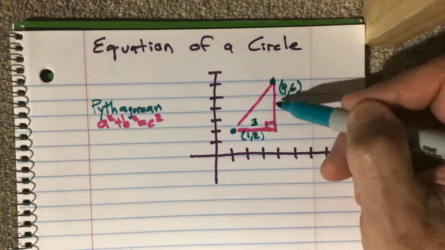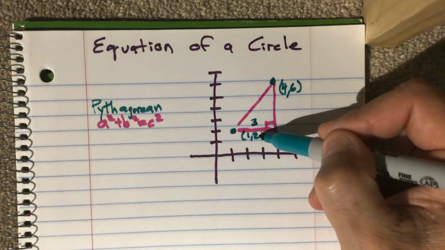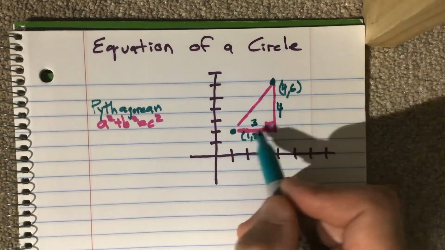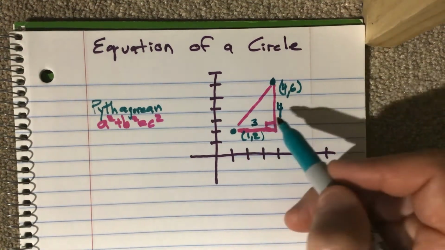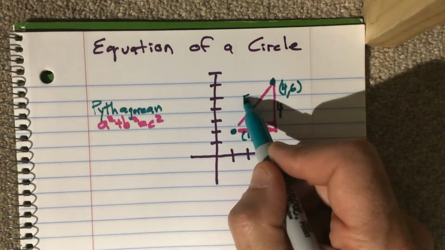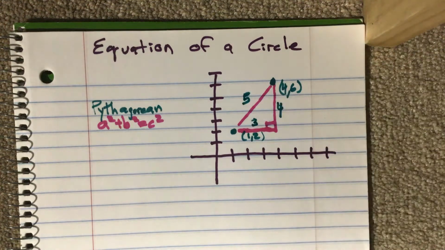This side is 6 minus 2, which is 4. So the length of this side is 4. The length of this side is 3. And we learned in geometry that there are special triangles called 3, 4, 5. So we know this is 5. I chose this example on purpose. But let's apply the Pythagorean theorem anyway, just to check it.